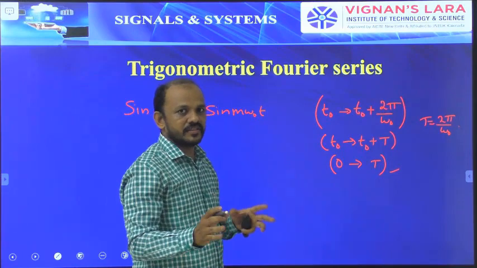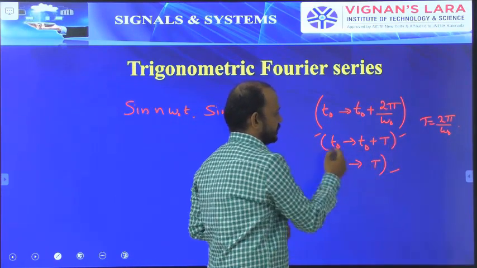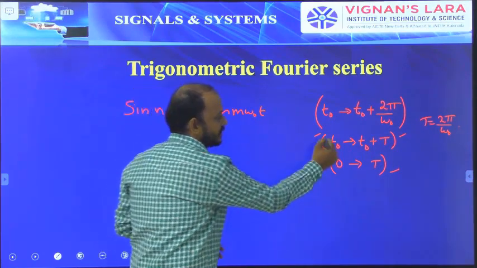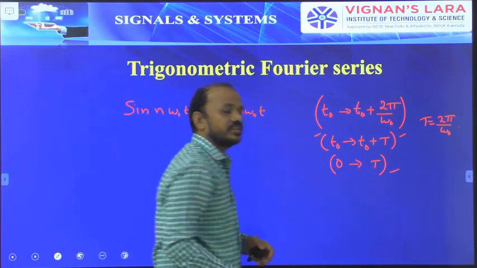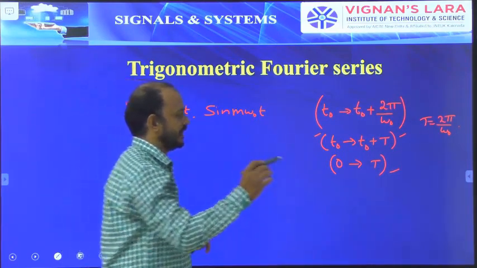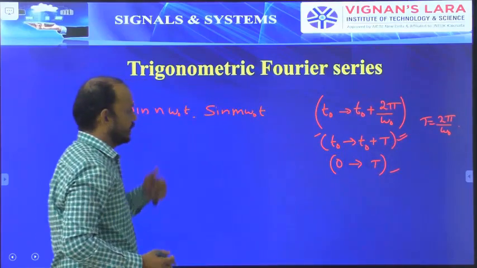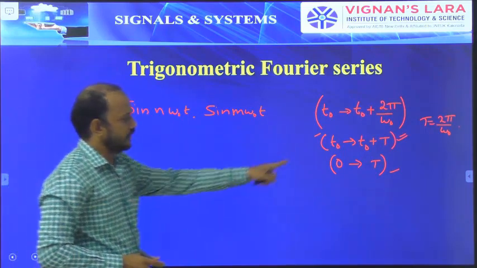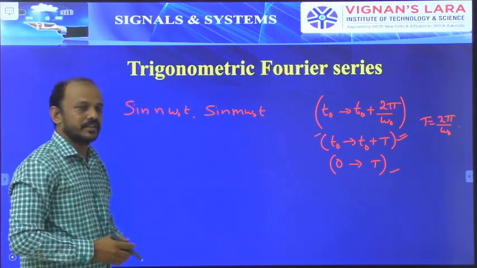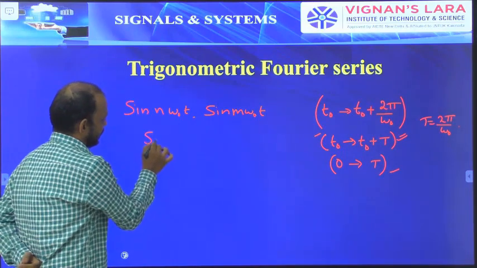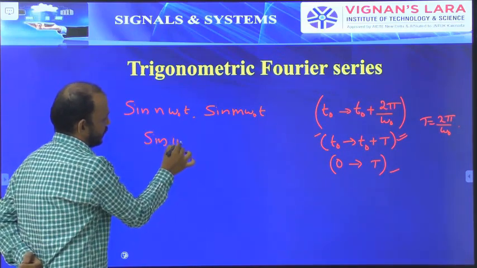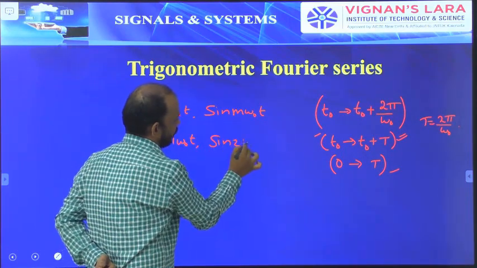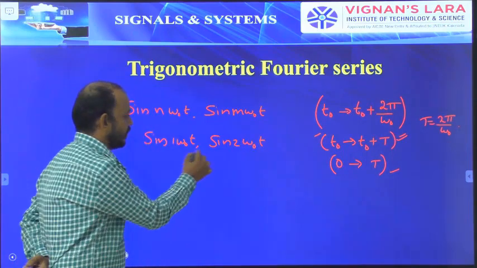For better understanding, I am going to represent this in this equation, taking the limits from t0 to t0 plus capital T. In this derivation I will take these limits, but you can take 0 to T also, where the t0 value is 0. For perfect explanation, I am taking this one. So these two are orthogonal over the interval t0 to t0 plus capital T. That is, n equal to 1, sine 1 omega naught t, and m equal to 2, sine 2 omega naught t, will form an orthogonal set.